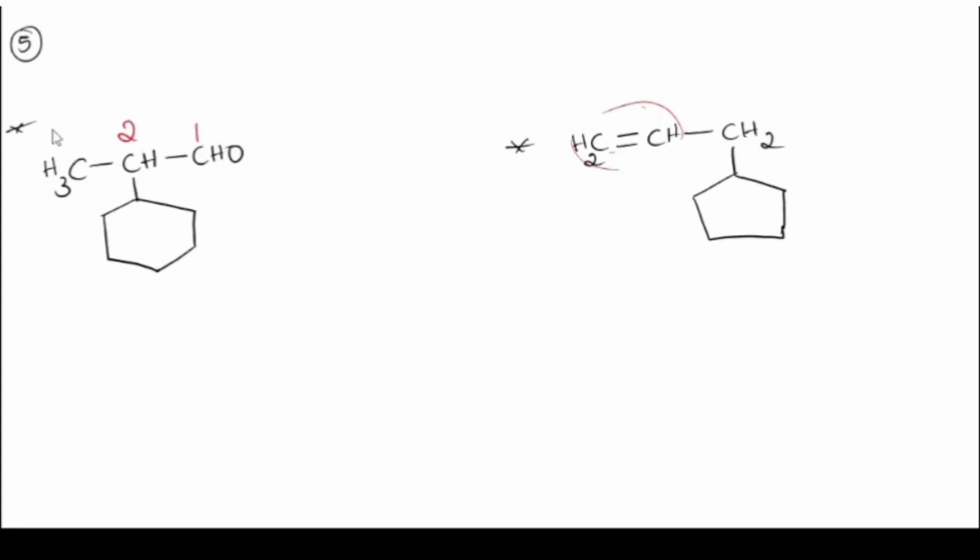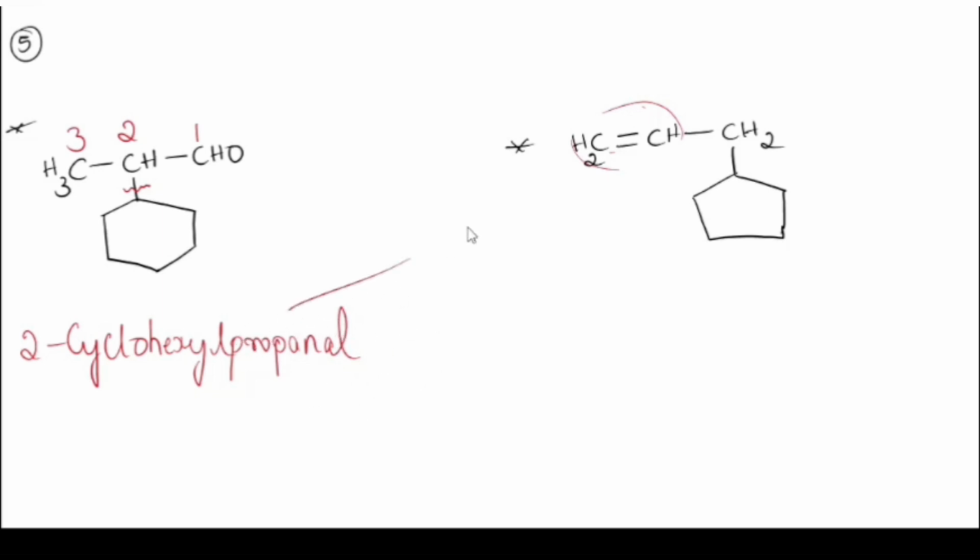1, 2, 3. At the second position, there is a cyclohexyl ring. That's why we have to start naming it as 2-cyclohexyl, correct? Since we are naming this particular group only, yl should be there at last. And what is this particular compound called? Propane is there and aldehyde is there. It is propanal, correct? This is the IUPAC nomenclature.